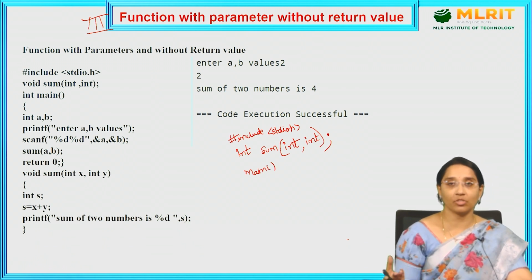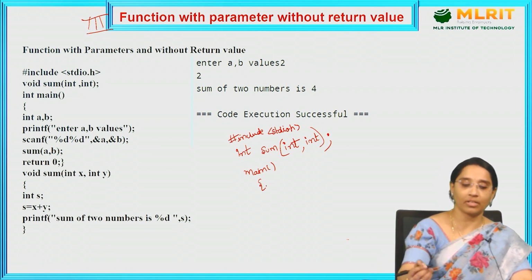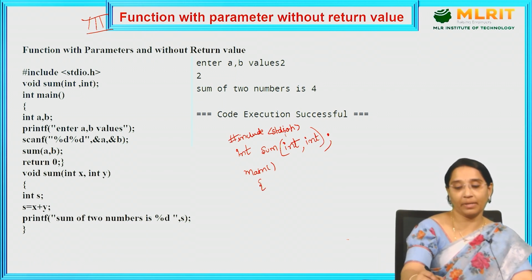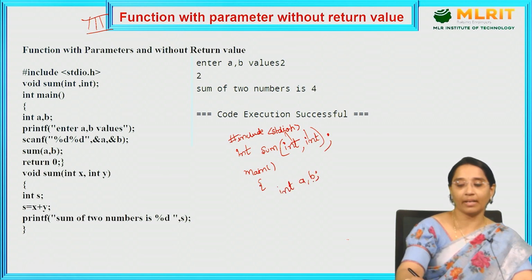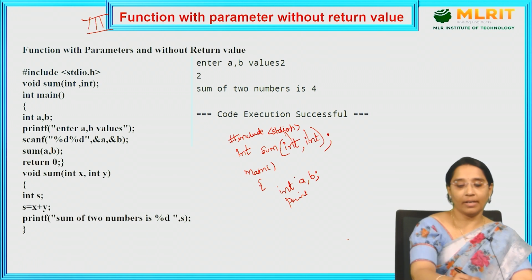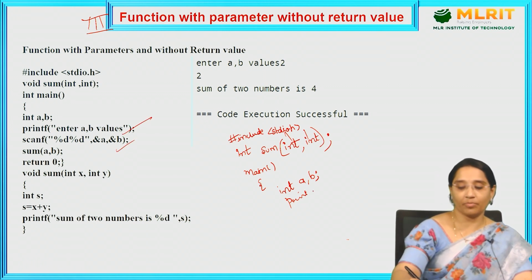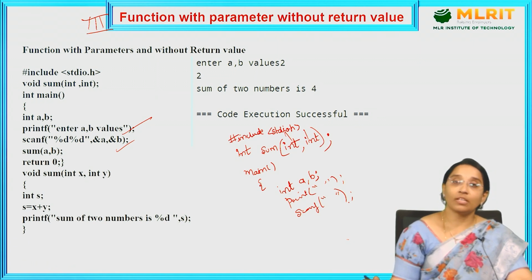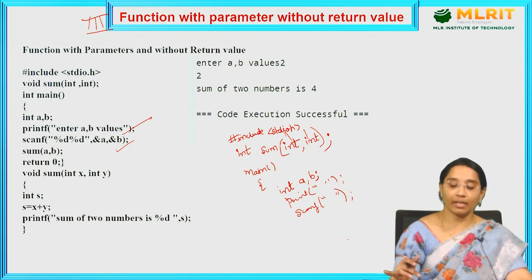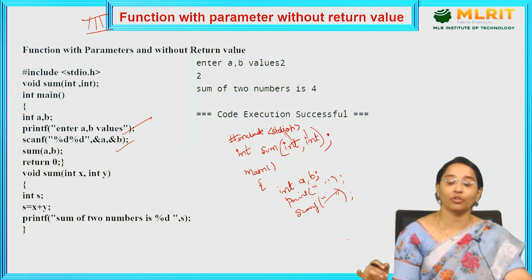Actual execution starts from the main. So before the main function you have to write your function declaration. Next, as we are passing the parameters in both cases, you will declare your variables here itself: int a comma b, printf, enter any two values, scanf, %ld comma address of a comma address of b. So printf and scanf you will write. After giving the input, what will we do?